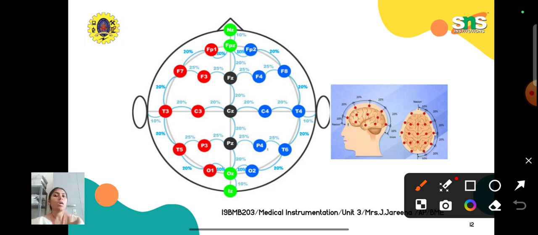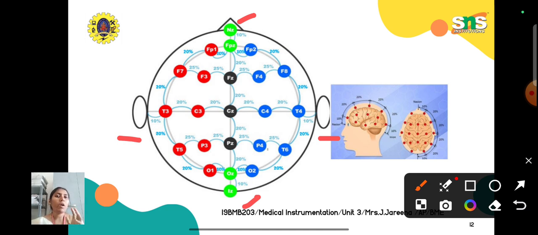the location. So how will we find the location? First you have to take the Nasion point to Inion point, that is front to back. We have to measure the total distance from front to back. Then similarly, left auricular point to right auricular point, that is, left ear point to right ear point. You have to take the total measure of these two points.